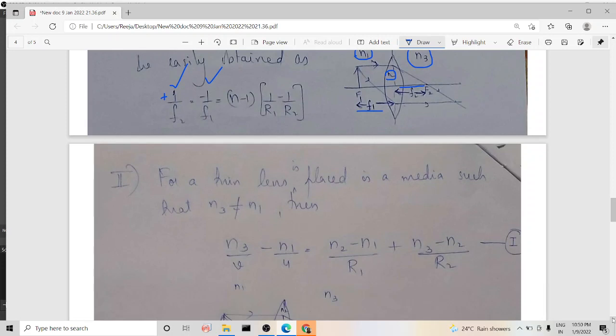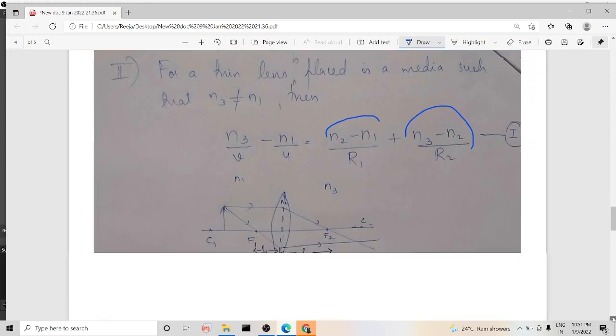Now, if a thin lens is placed in a media such that N1, N2 and N3 are not equal, that is on either side of the lens you have different media, then the equation is changed as N3 by V minus N1 by U, that is where you get the image, that medium is N3 by V, where you keep the object, that is N1 by U, is equal to, initially it was N2 minus N1 by R that we write, or here it is N2 minus N1, that is second medium minus first medium by R1 plus third medium minus second medium, N3 minus N2 by R2. This is how the equation changes.